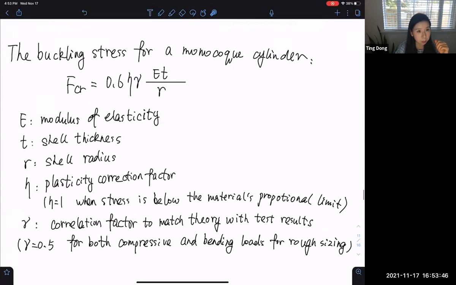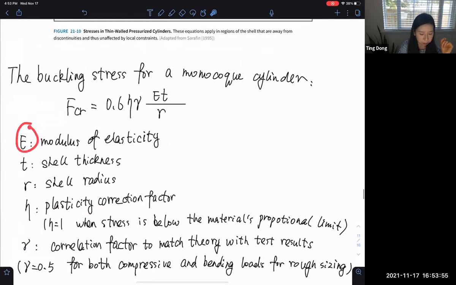Because our purpose is rough sizing of our structure under compression and bending loads, use gamma equal to 0.5. And E is Young's modulus, of course. T is the thickness of the monocoque cylinder, the thickness of the structure.